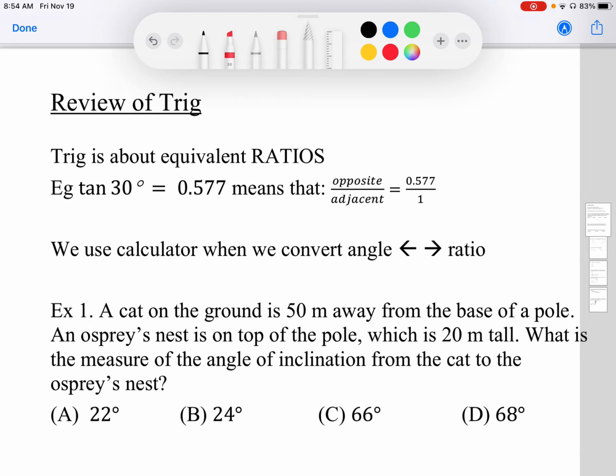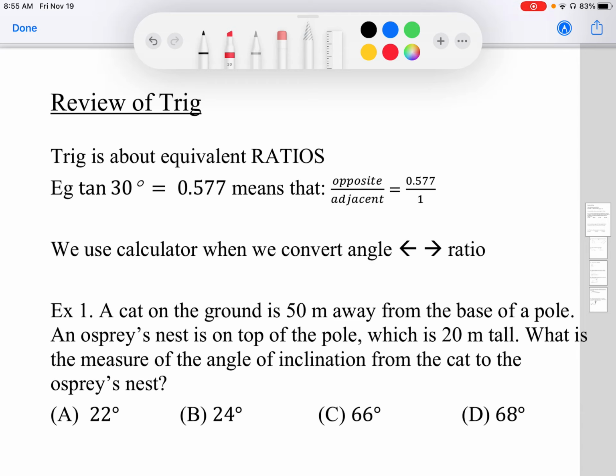Another thing is that when we want to convert angle to ratio, there's two things going on here. We have shape defined with angle and shape defined as ratio. They're really telling us the same thing, but they're telling us in two different ways. So if we want to convert from angle to ratio, or ratio to angle, we need our calculator.